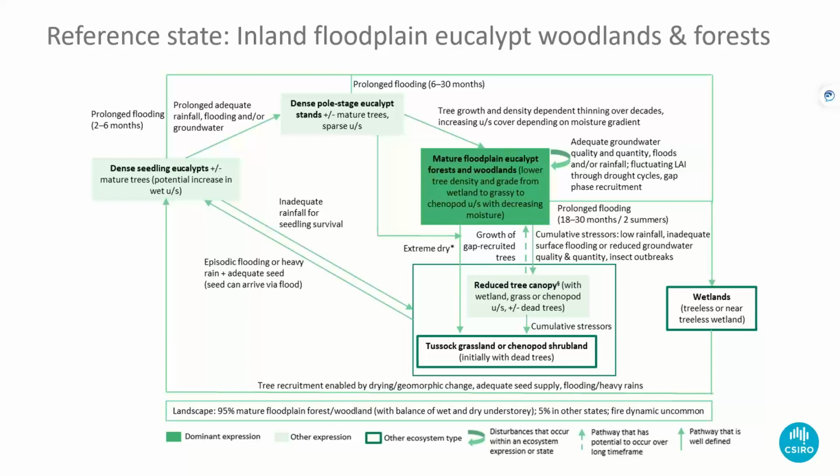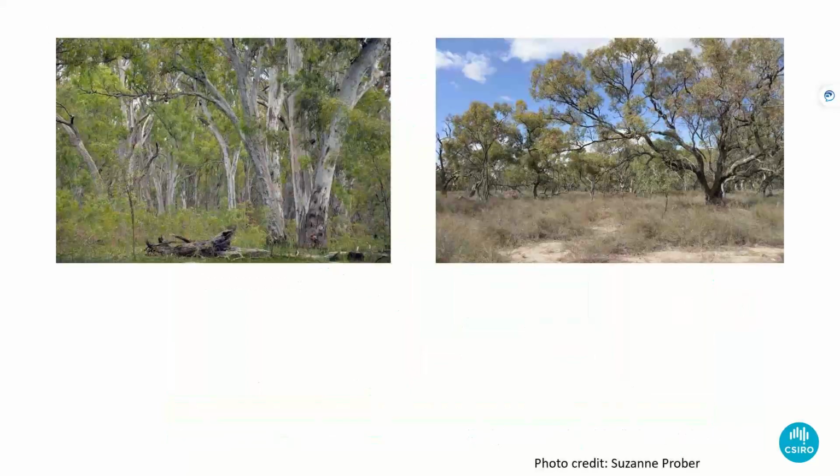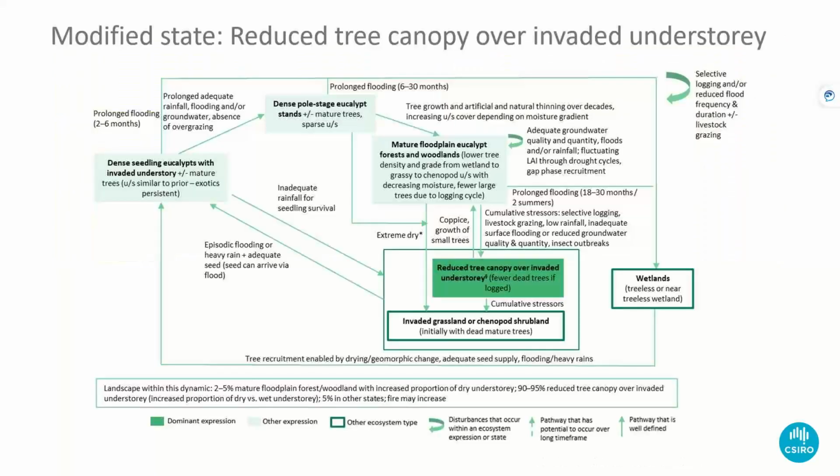So this is, I should have mentioned, the reference states. This is our best understanding of the disturbance and recovery processes of states across the GKP landscape that have good condition or good habitat for biodiversity. And they might look like this, so that model is quite high level. It captures things that might look quite different, but have the same disturbance and recovery dynamics. So on the left is a red gum forest, on the right is a black box woodland.